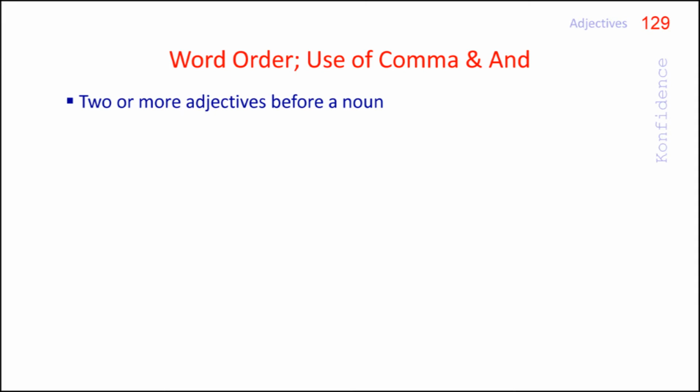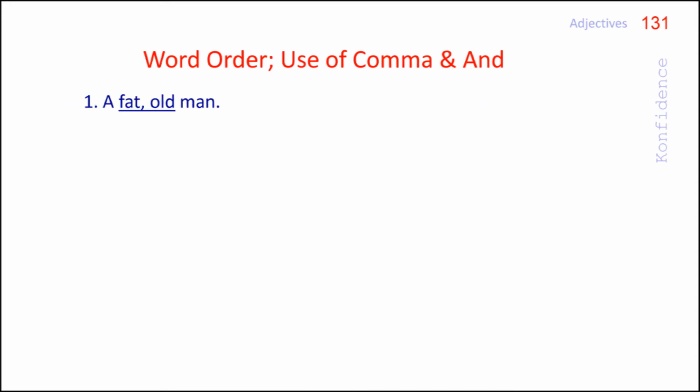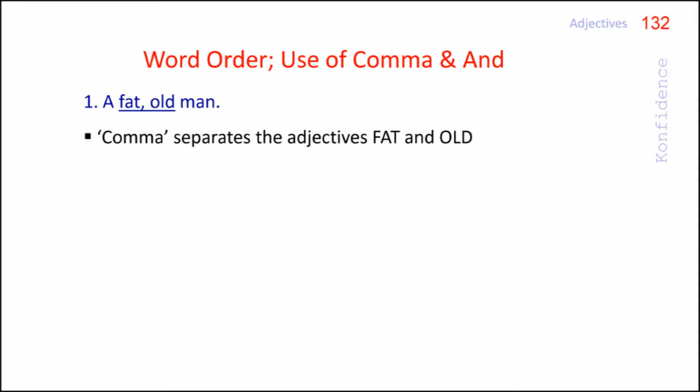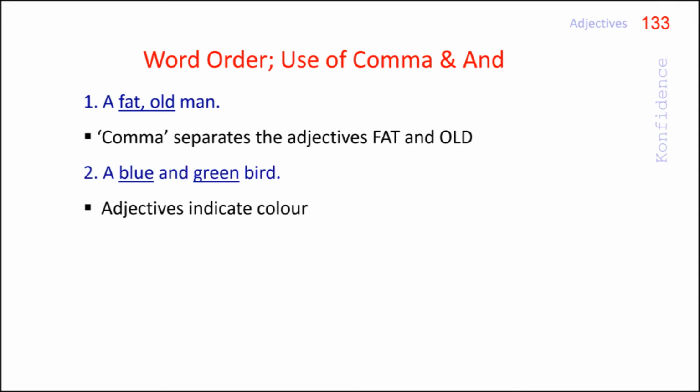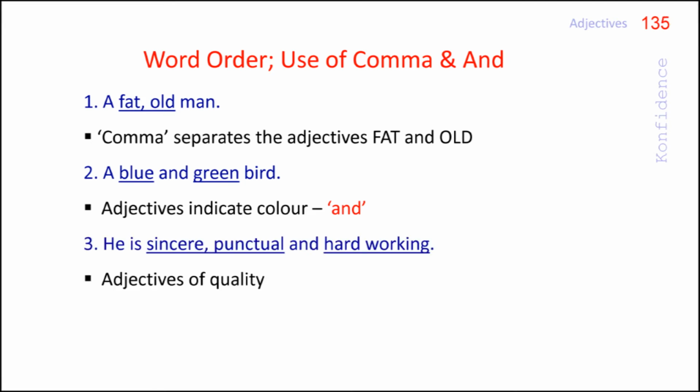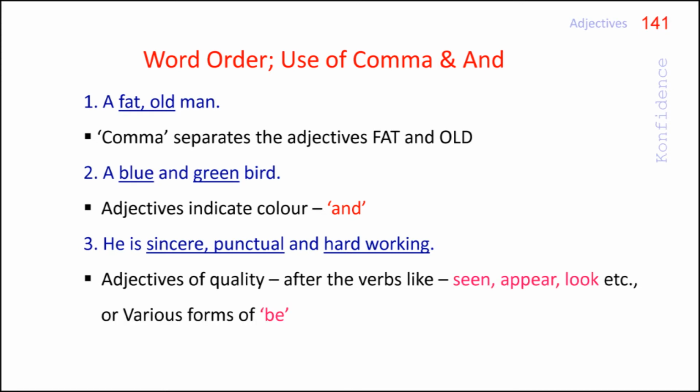When there are two or more adjectives before a noun, they are not usually separated by and. Refer to the first example given in the slide. Here, a comma is used to separate the two adjectives fat and old. But when the adjectives indicate color, and is used. See the second example. When adjectives of quality are placed after the verbs like seem, appear, look, etc., or various forms of be, and is placed between the last two adjectives. The third example shows this.